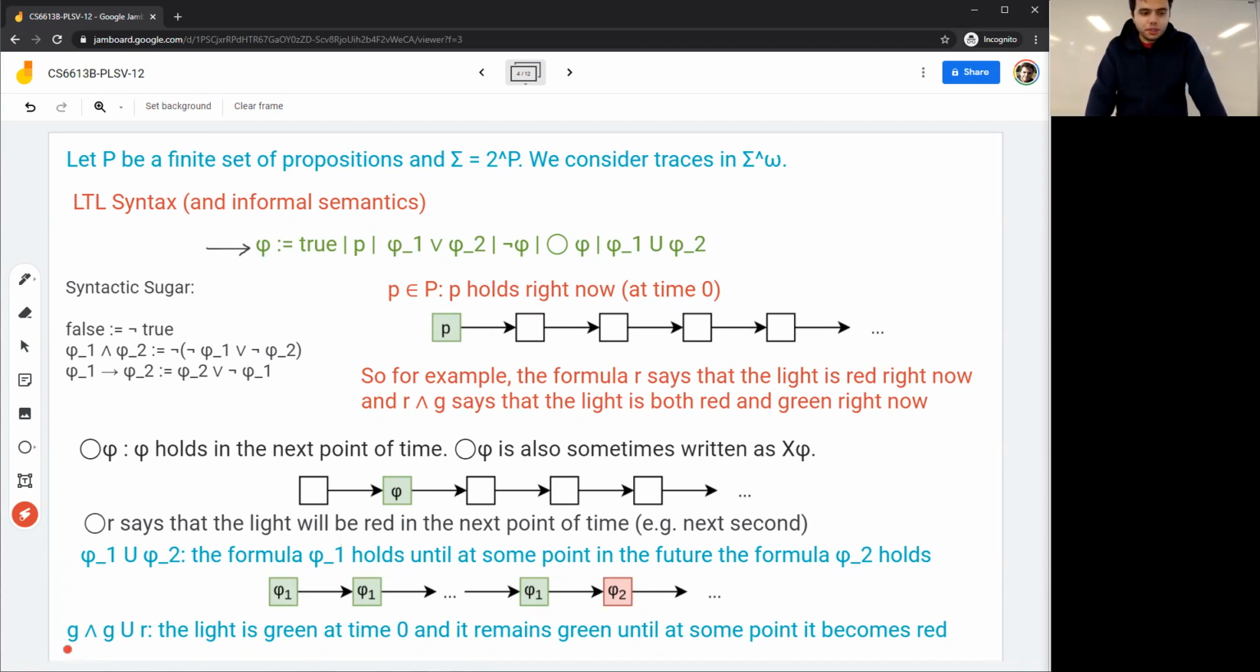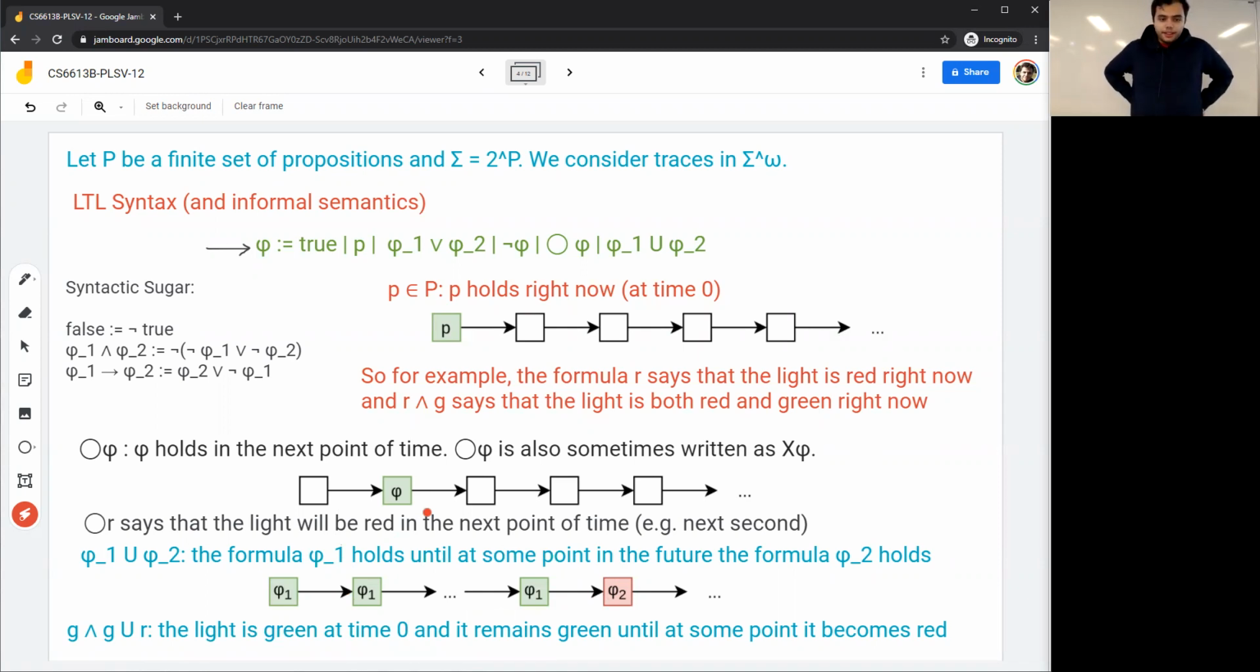Right? So if I write something like this, G and G until R, this means that the light is green right now at time 0, and the light remains green until at some point it becomes red. Okay. And note that I don't care about the other details. So phi1 might hold here as well. I don't care. The only thing that I care about is that there is some point in time where phi2 holds, and at every point before that, phi1 holds. Okay. So this is the definition of until.